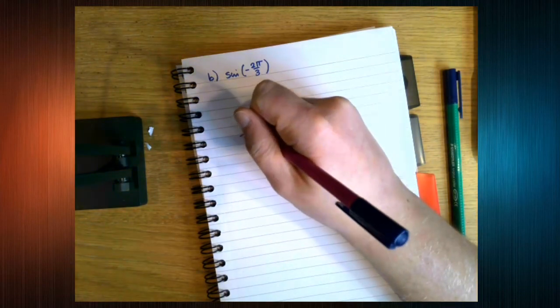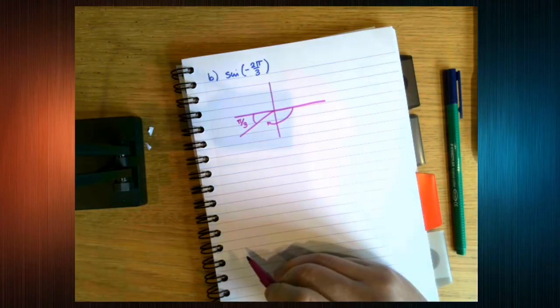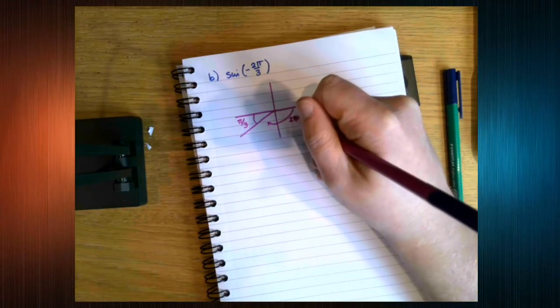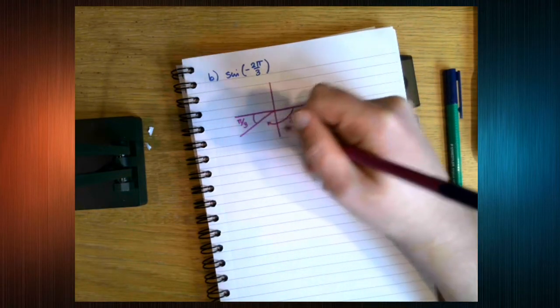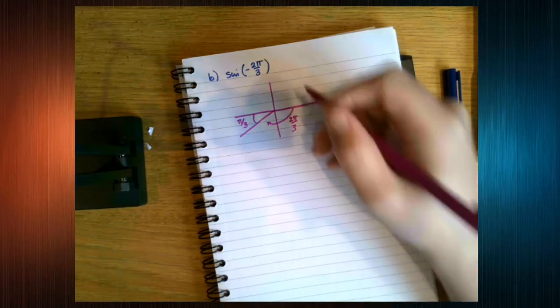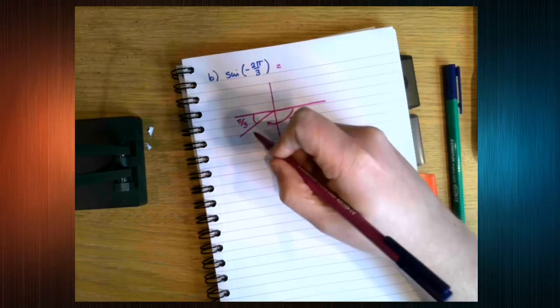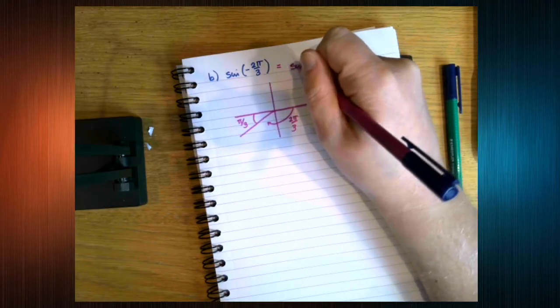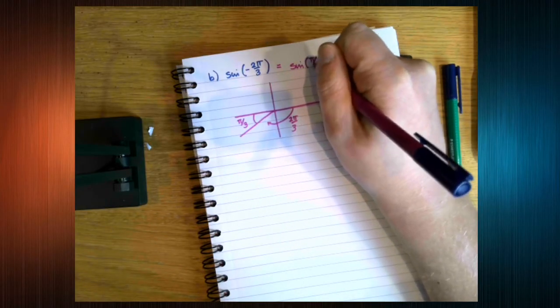This angle is pi over 3, because this one is 2 pi by 3, and half the way round is pi. So this is going to be the same size as sine pi over 3.